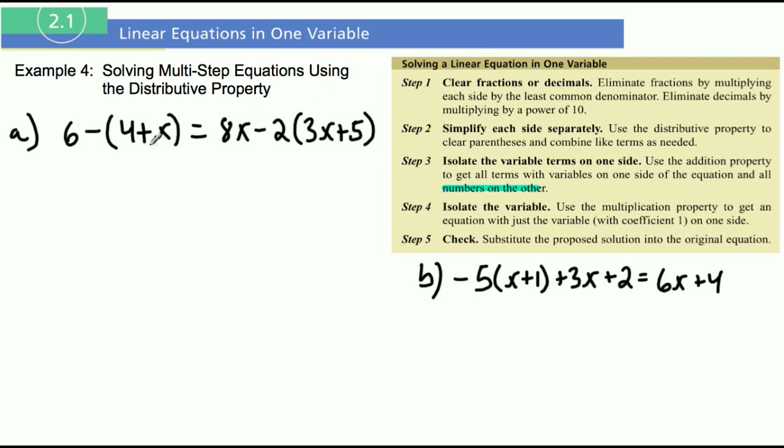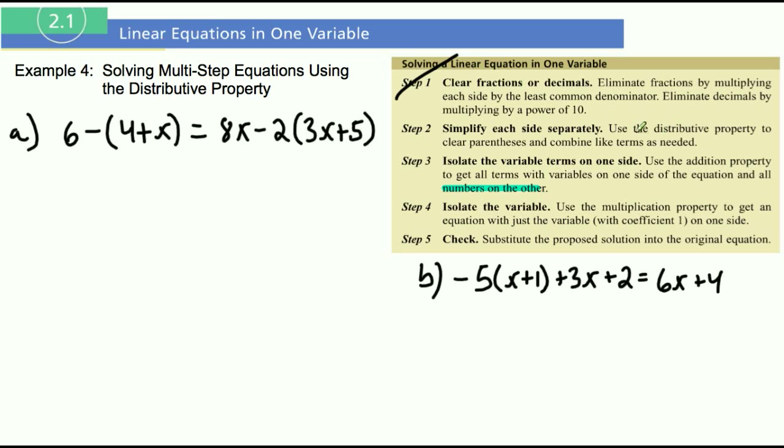Clear fractions or decimals. There are no fractions and there are no decimals, so we can just skip that step right there. Step two is to simplify each side. Okay, so we're going to simplify the left side and simplify the right side. And we're going to simplify by doing two things.